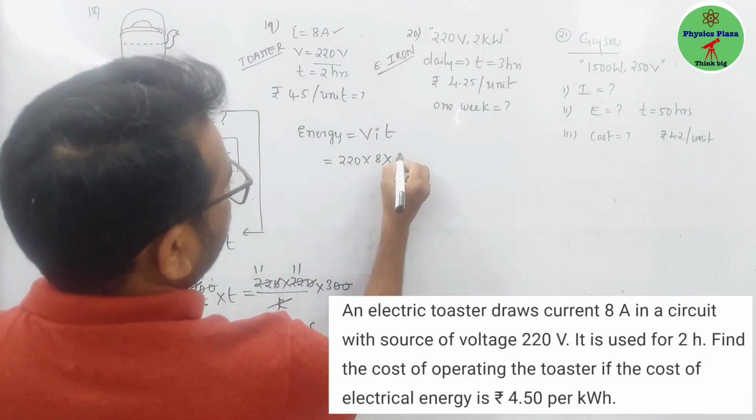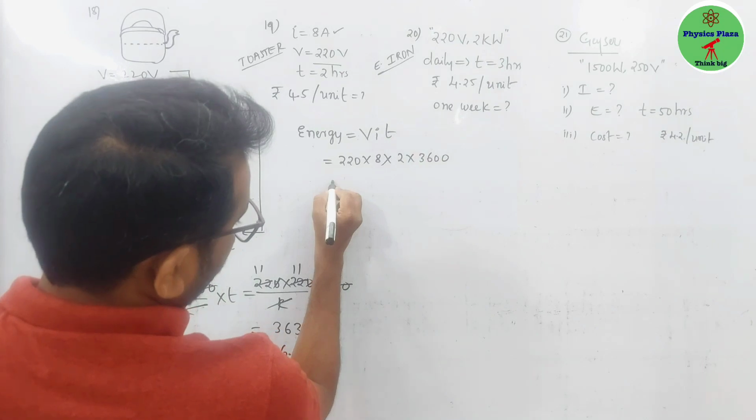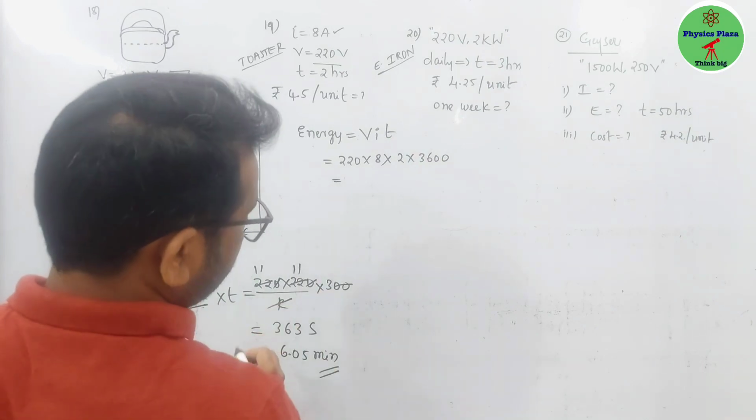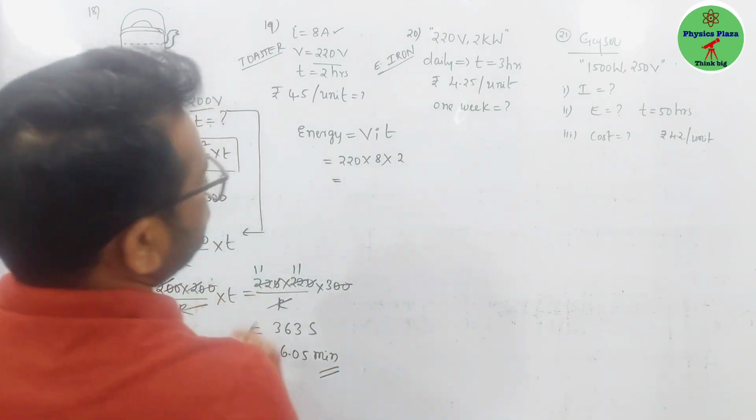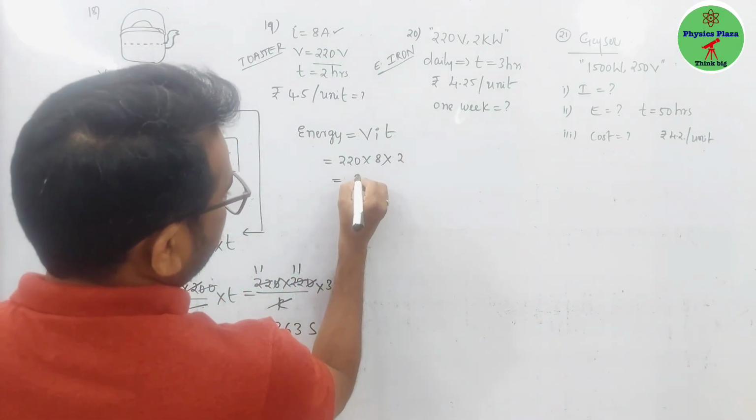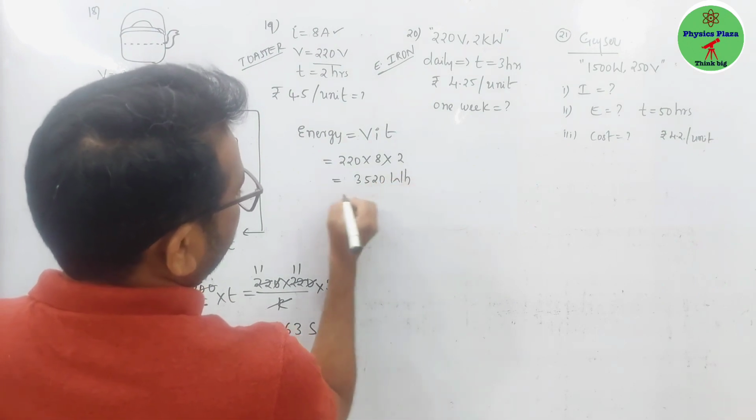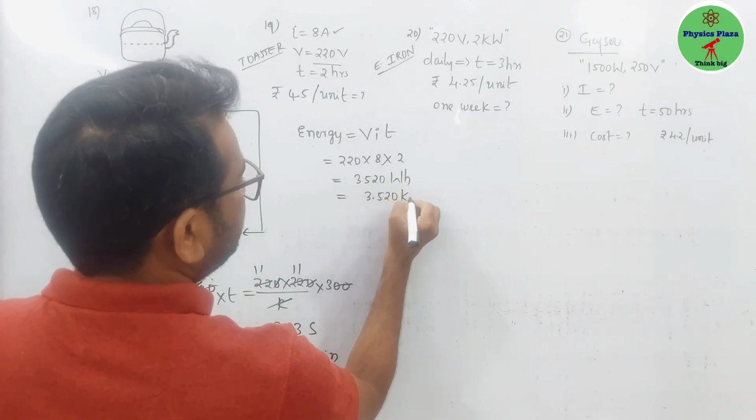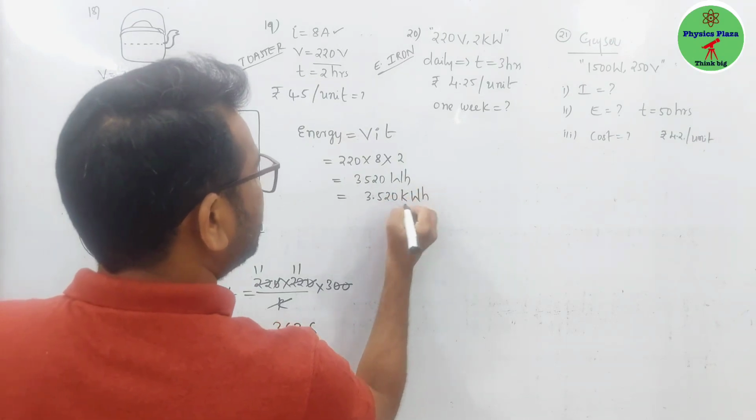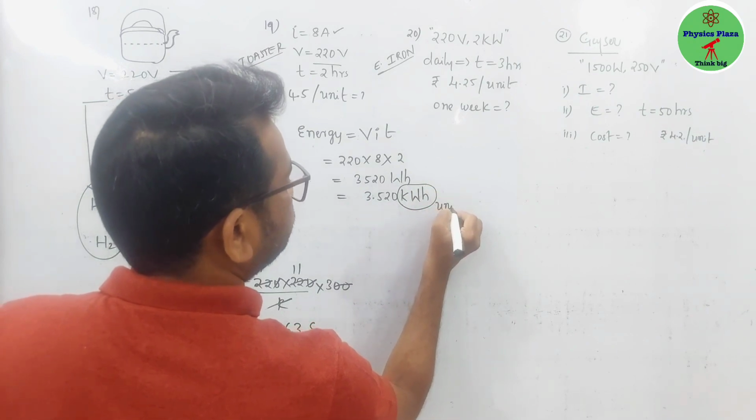So 2 into 1 hour, 3600 seconds. If you multiply this, how much will you get? Okay, let it be in hours, because we need watt hours. So we'll get 3520 watt hour, which is equal to 3.520 kilowatt hour. Children, at any cost we have to convert it to kilowatt hour, because only this kilowatt hour we can call as 1 unit.